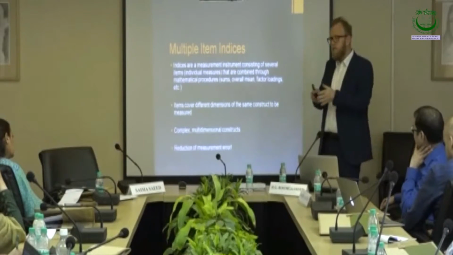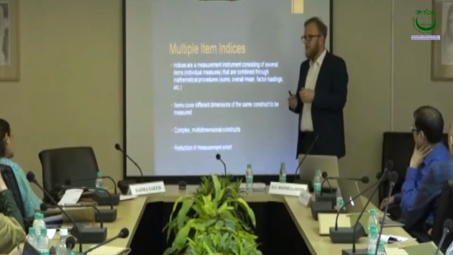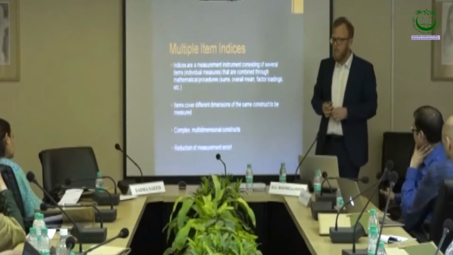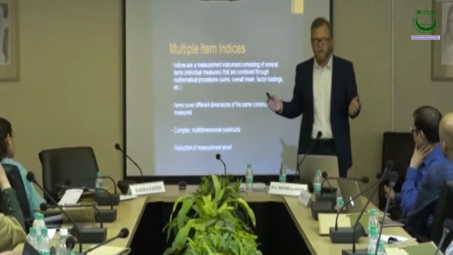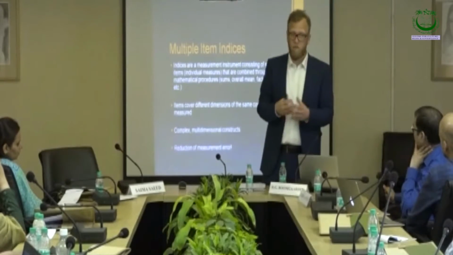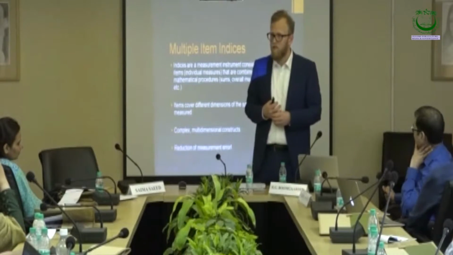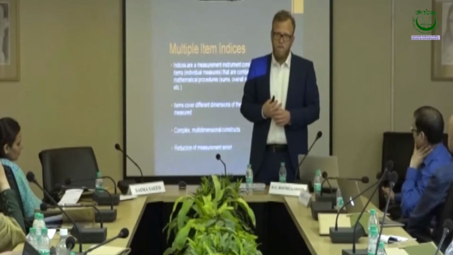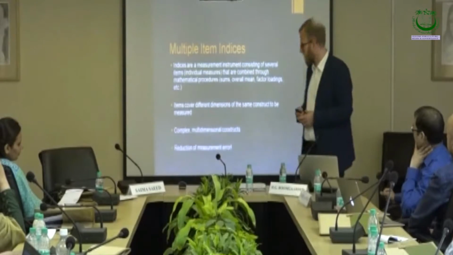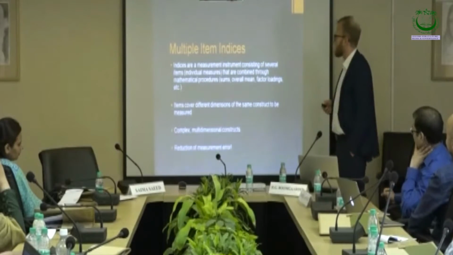The more items you have to measure one construct, the more you can reduce this measurement error in your measures. That's the reason why psychologists like to measure psychological constructs with 40 items, 60 item batteries, because the argument is that the reduction of measurement error is so big that the data are more useful.